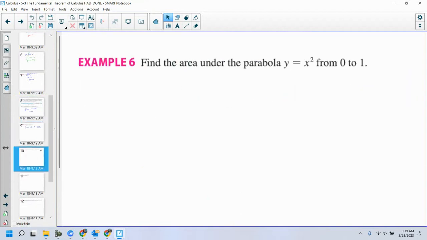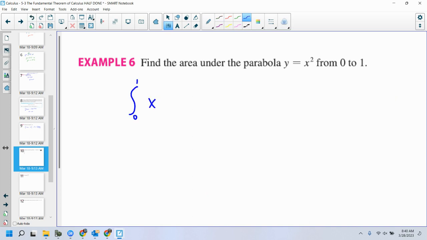All right, so let's take a look here. Find the area underneath the parabola y equals x squared from 0 to 1. It's interesting, this problem is the one that took us like 30 minutes on that first day we learned integrals, section 5.1, when we did all those rectangles. We were looking at this exact problem. But now we could do this within seconds.